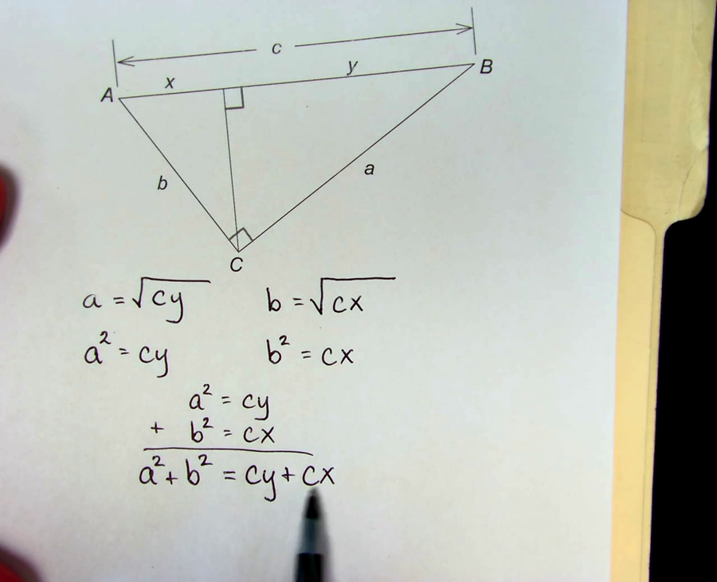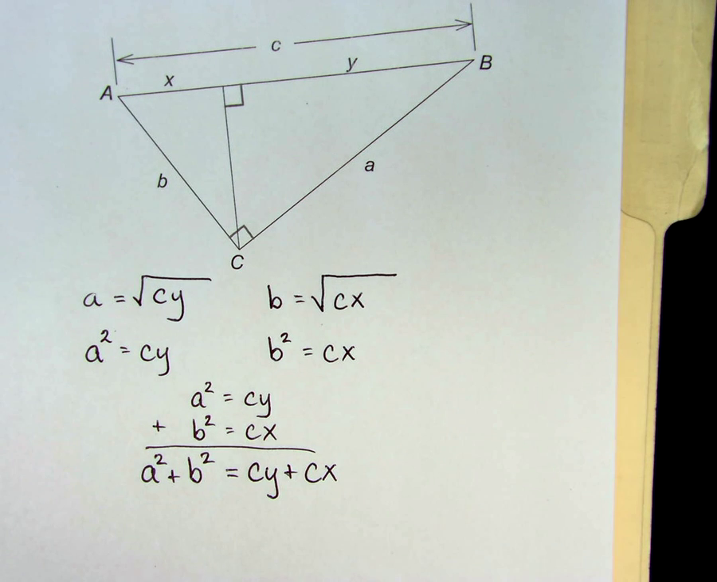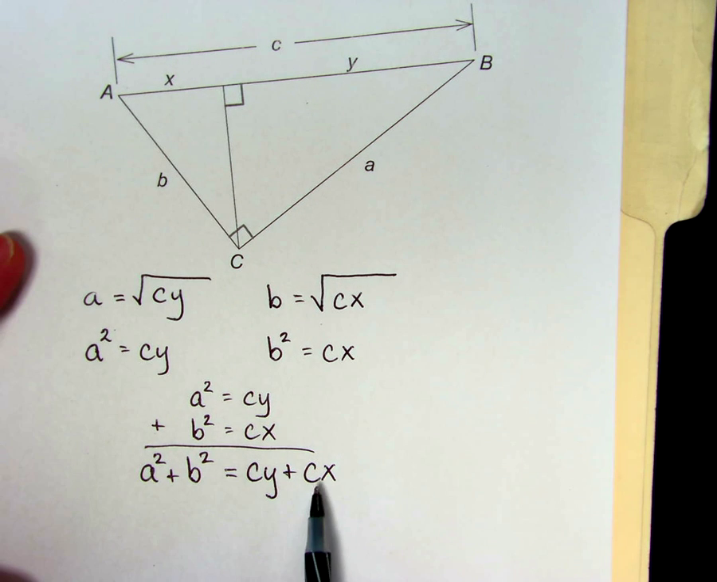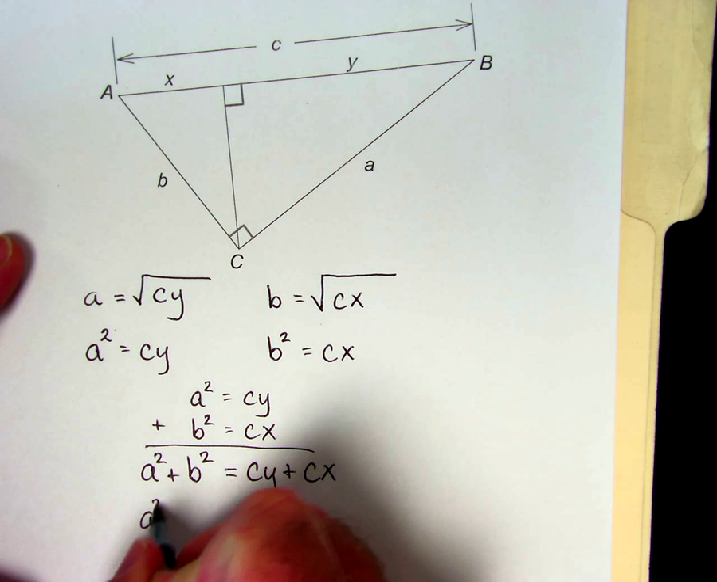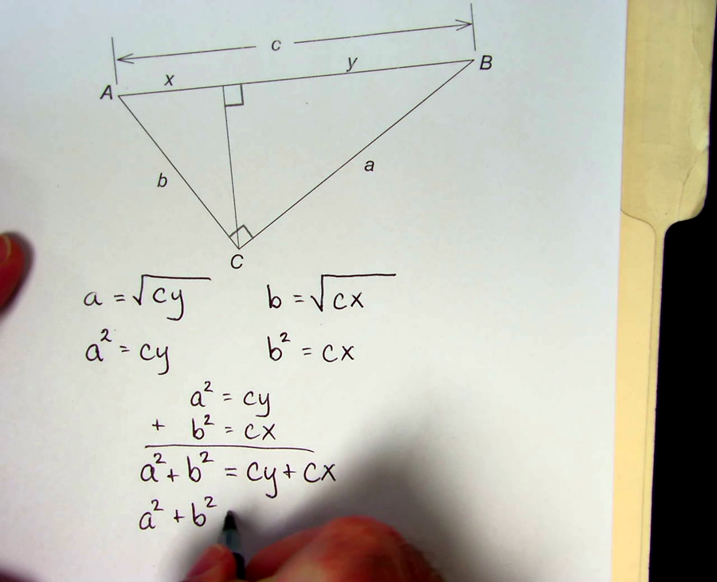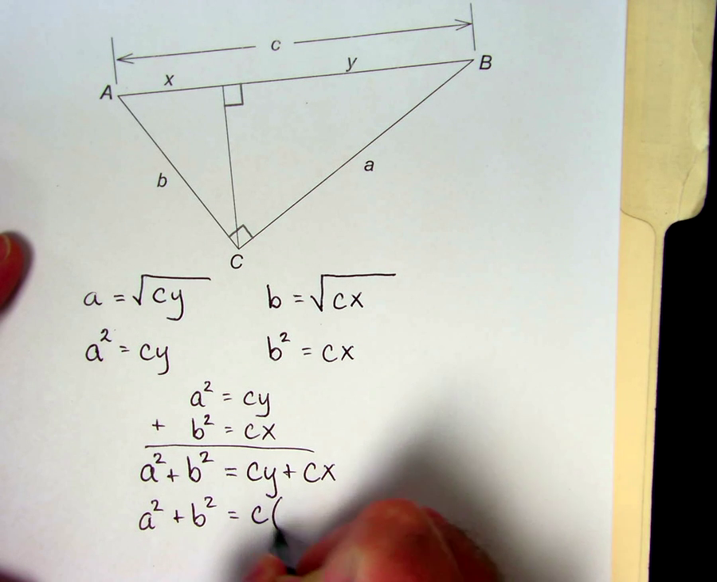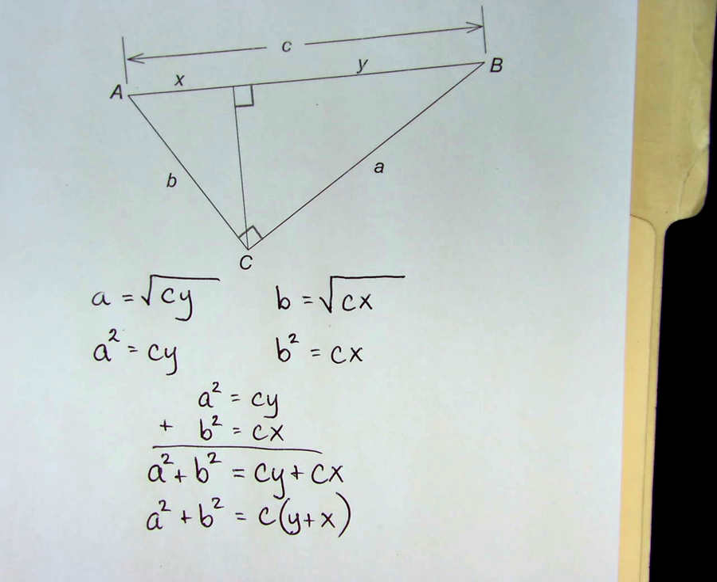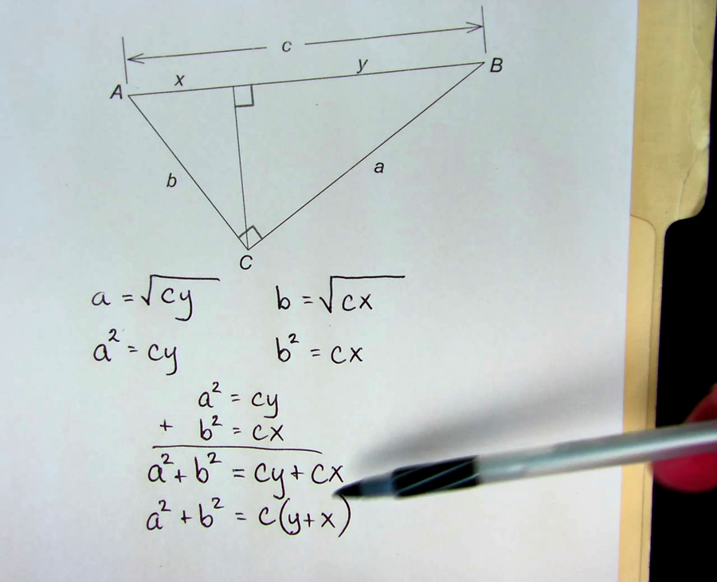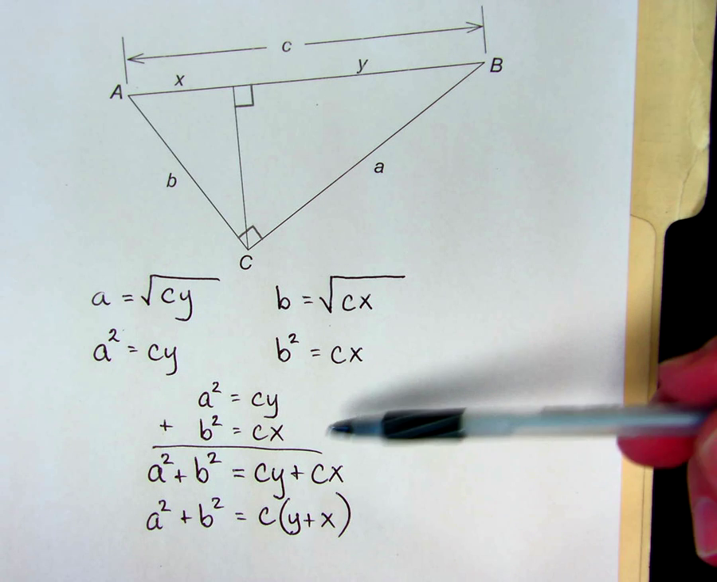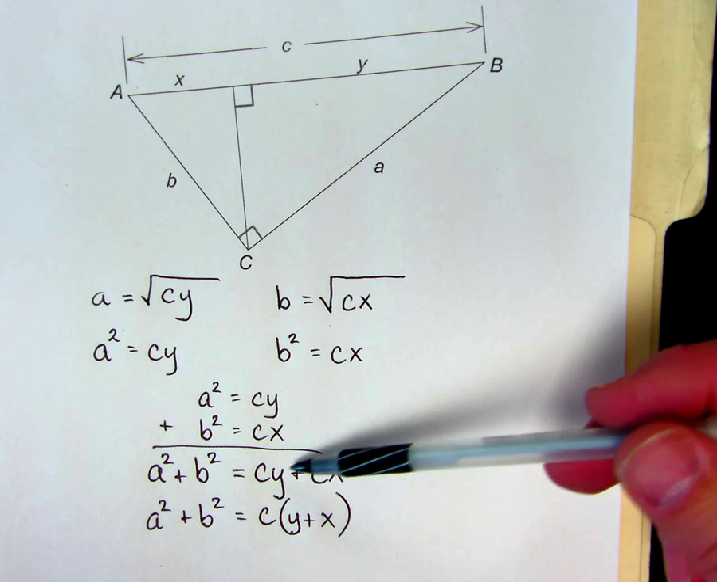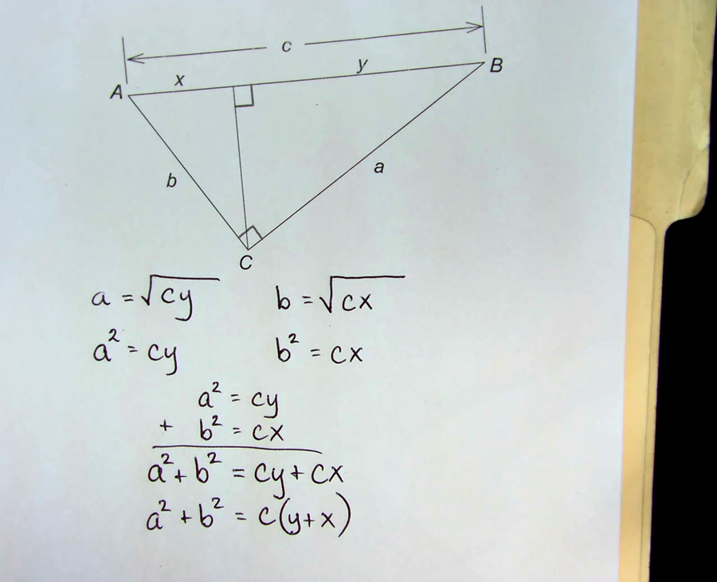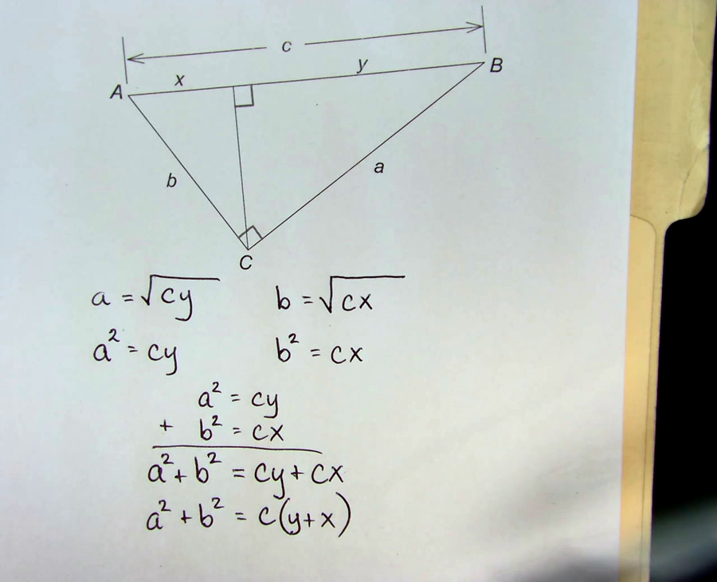Those are not like terms in terms of X and Y, however, they are like terms in terms of C. So I could say, all right, this is really C times the quantity of Y plus X. Kind of using the distributive property, but treating C as the variable and Y and X as the coefficients, that's how we'd find that.